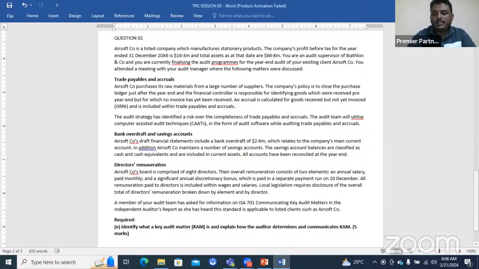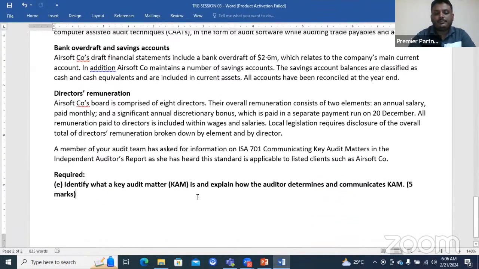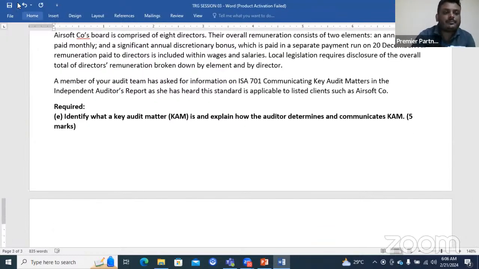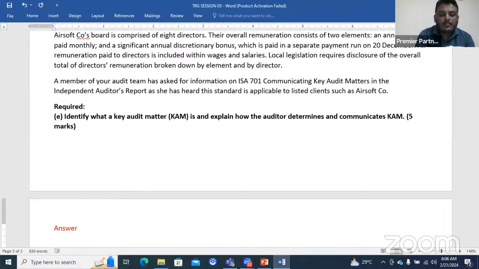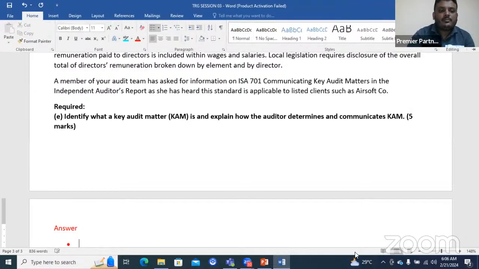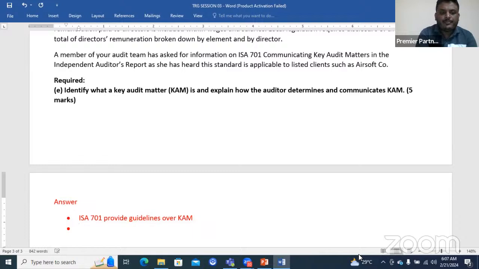Let's discuss this question. ISA 701 provides guidelines over the key audit matters paragraph. I'm trying to make it very simple, in short points, that gives you a clear understanding.